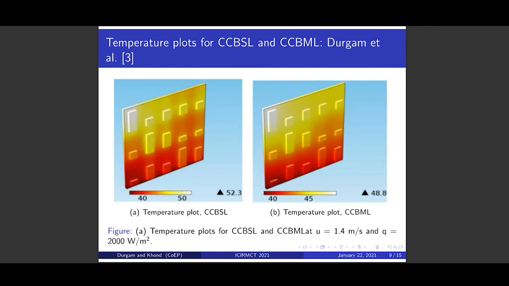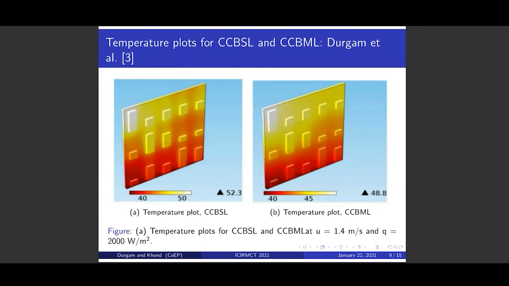The simulation results for temperatures for single and multi-layer copper clad board are shown here. Figure A shows the temperature plot for single layer copper clad board, and figure B shows the temperature plot for multi-layer copper clad board for the arrangement of heat sources in an optimal configuration, that is configuration number 145 found from the simulations, for velocity of 1.4 and Q equals heat flux value of 2000 watt per meter square.